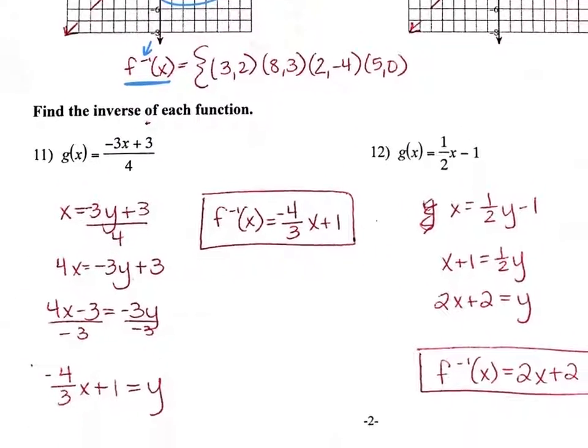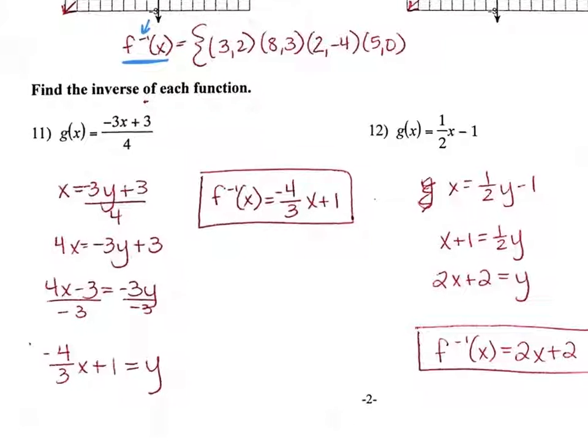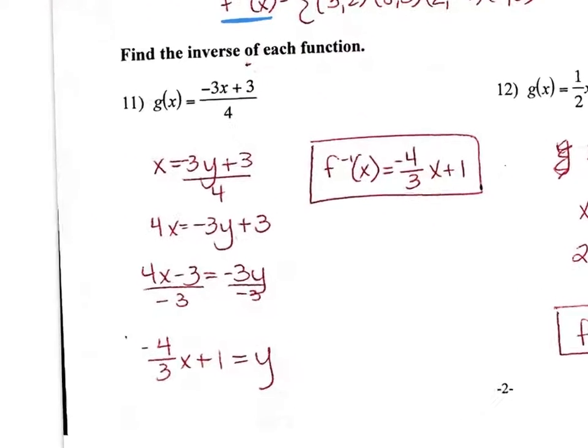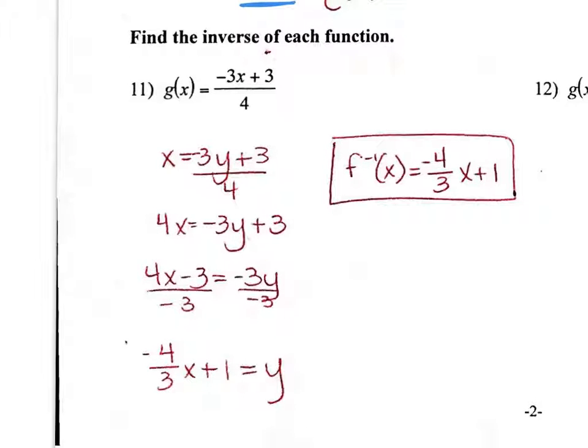Okay, 11 and 12 is where our inverses get just a little bit tricky. So I just want to talk through both of these problems. I gave you 2 options. You could either switch the x and the y at the beginning, or you could switch it at the end. I'm going to switch at the beginning and then solve. So notice when I do that, this g of x, which would normally have been y, becomes an x. To get rid of this divided by 4, I'm going to multiply by 4 on both sides.